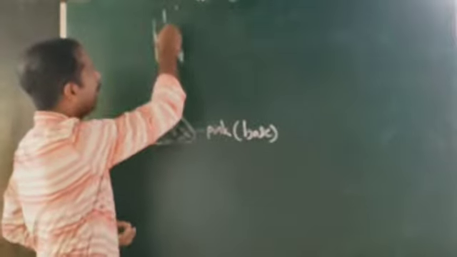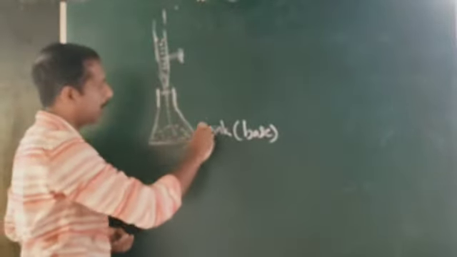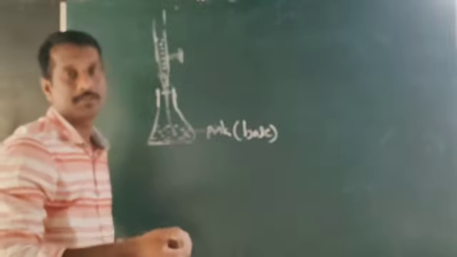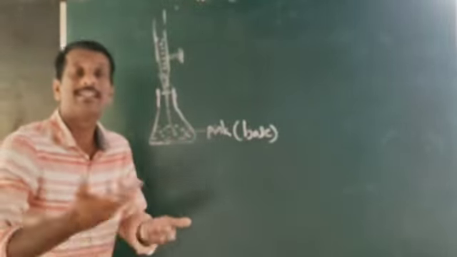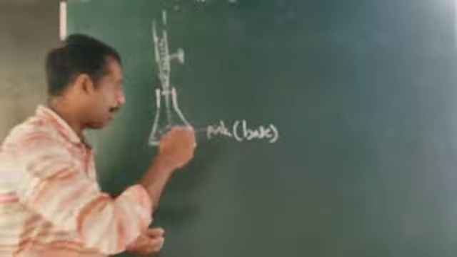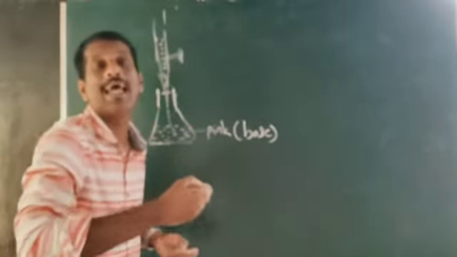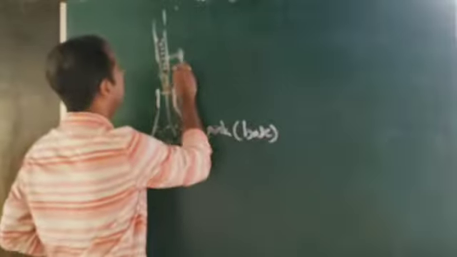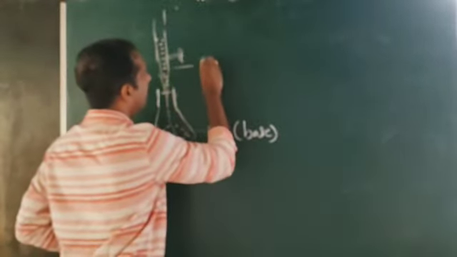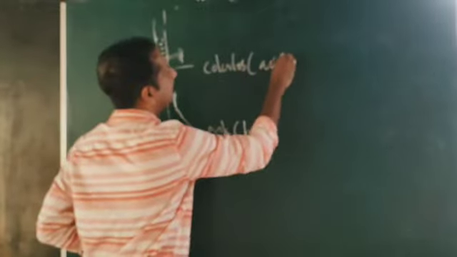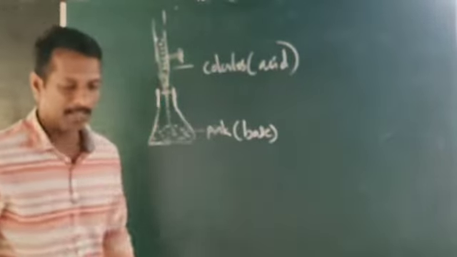So when we add acid from the burette, at end point the pink color changes to colorless. The pink color disappears. What do you mean by that? The basic medium has just changed to the acid medium. That means in acidic medium, phenolphthalein is colorless, that you know.